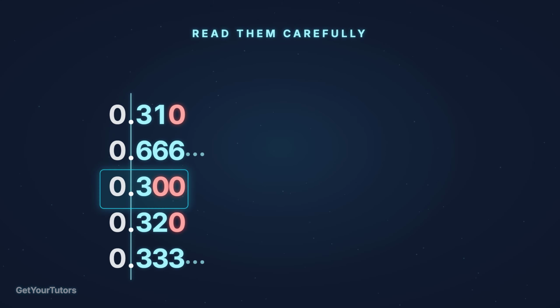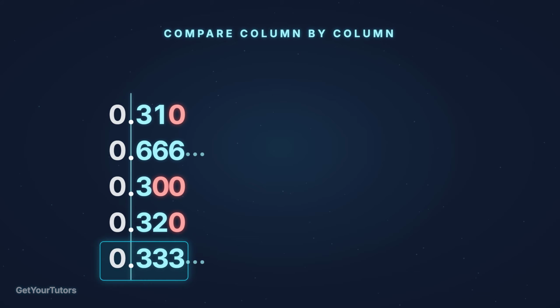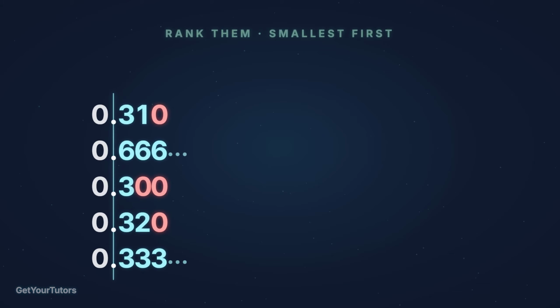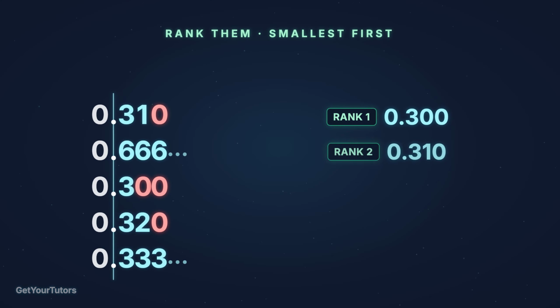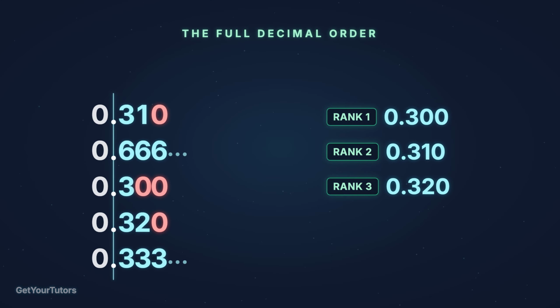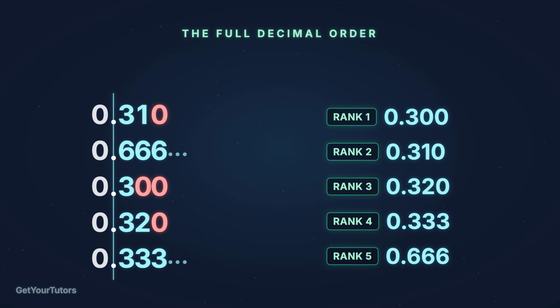Read them carefully. 0.300, 0.310, 0.320, 0.333, 0.666. Now compare them column by column from the left side. The smallest number is clearly 0.300. The next smallest is exactly 0.310. Then comes 0.320. Next is 0.333. The absolute largest is 0.666.